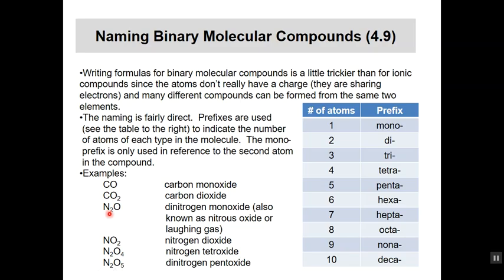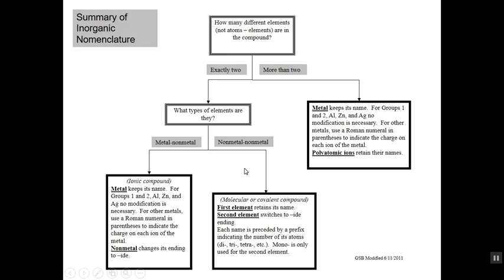Going to name this guy, dinitrogen monoxide. This is laughing gas, the dentist office, that's what it is, or sometimes called nitrous oxide. But the prefix thing is a much cleaner way of doing these types of things. Nitrogen dioxide, dinitrogen tetroxide, dinitrogen pentoxide. Okay, so it's just using those prefixes.